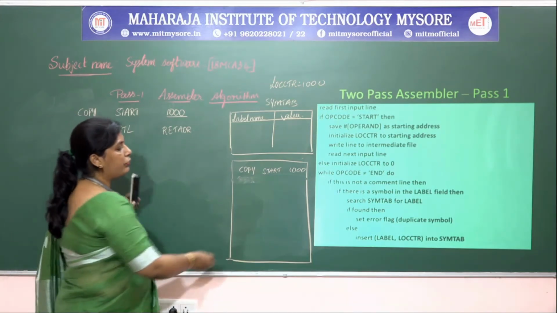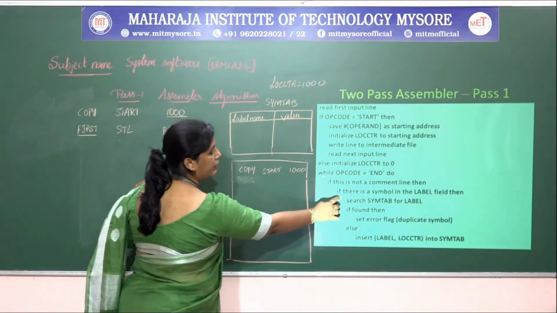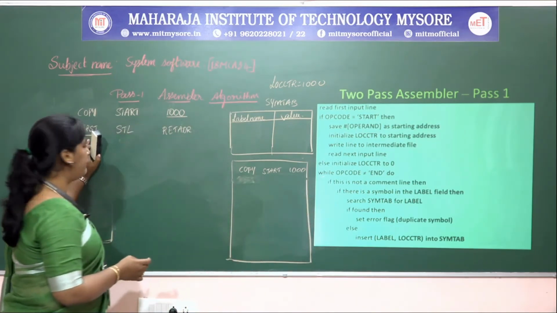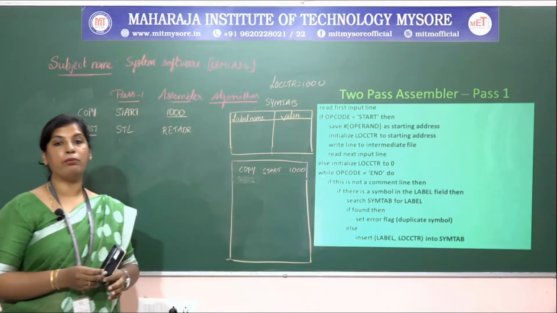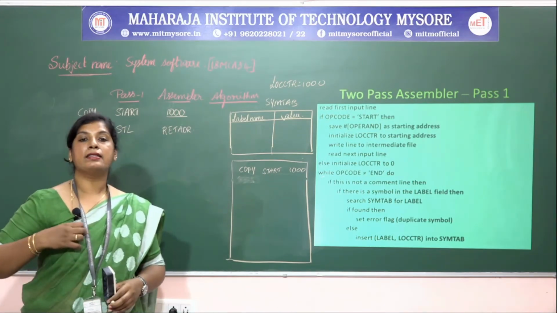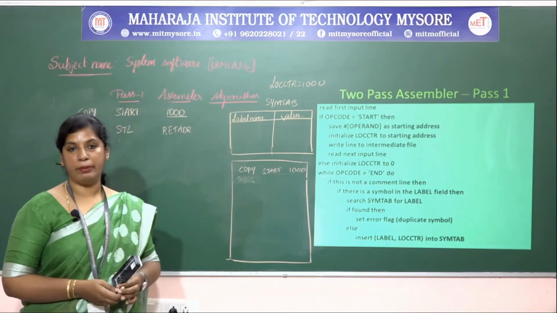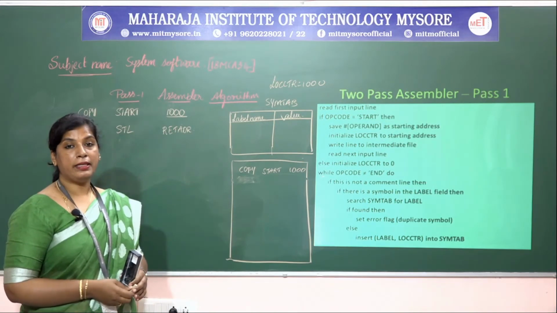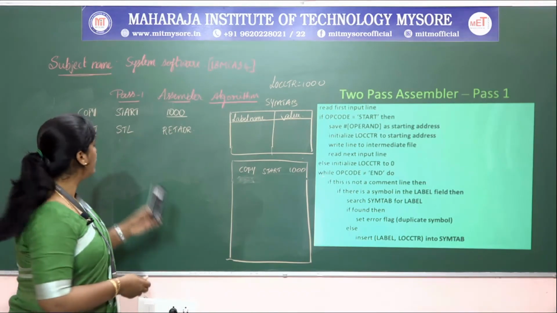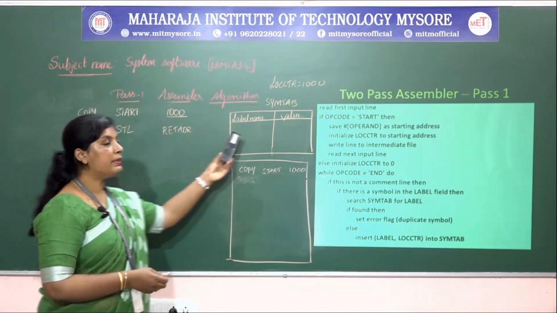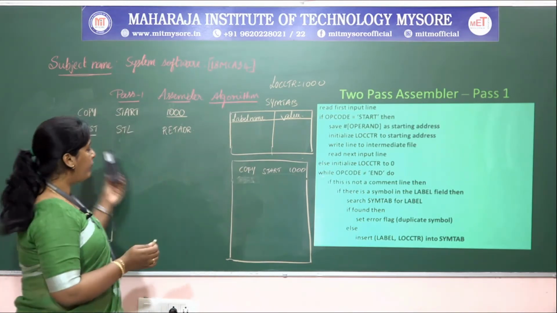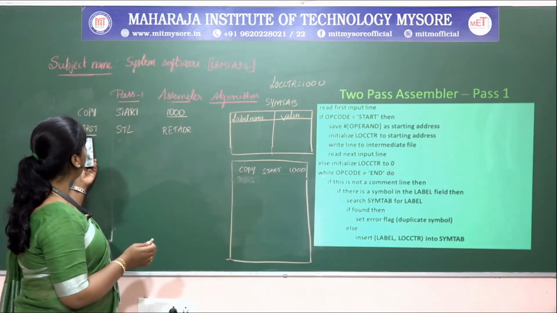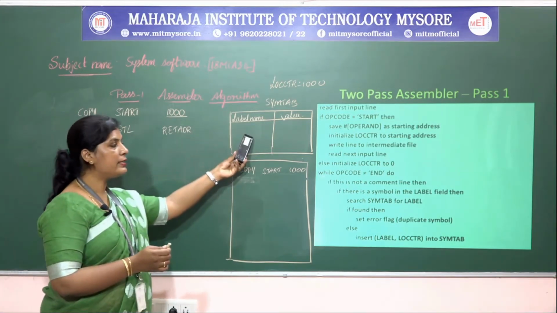So what actually it is going to do is, if there is any symbol in the label field, that symbol is present. The same symbol name we cannot give for more than one instruction, it shows some kind of illegal memory access. So in this case, it is going to search for that symbol in the symbol table. Is it already there in that particular symbol table or not? So first, what is the symbol we got in the label field?